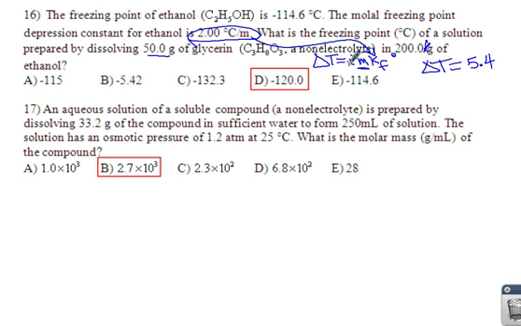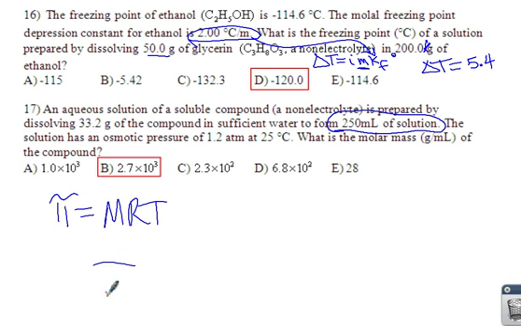Let's see, number 17 is actually the pi equation. The pi equals the molarity times R times the temperature. So we have to have the molarity of the substance. They have given us a volume of the solution. So we don't have to do any fancy work for the volume because it's already of the entire solution. So I have 0.250 liters for my volume.